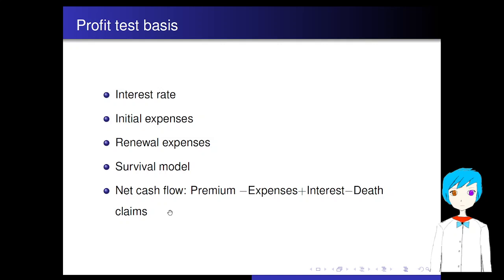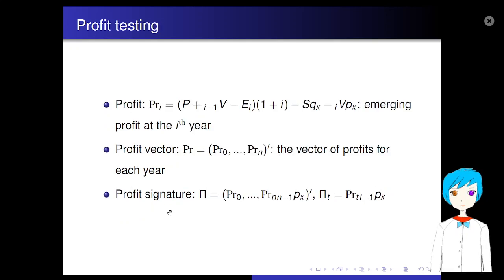Then we can calculate the net cash flow for each year, which is the premium minus expenses for renewal plus interest from the reserve, as well as the premium minus the death claims. To perform profit testing, we first need to calculate the profit for each year.